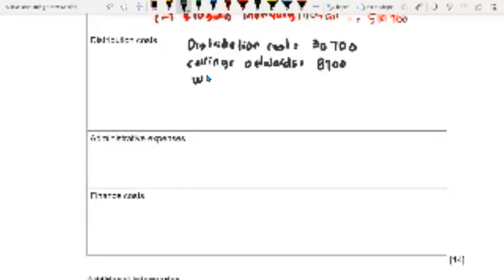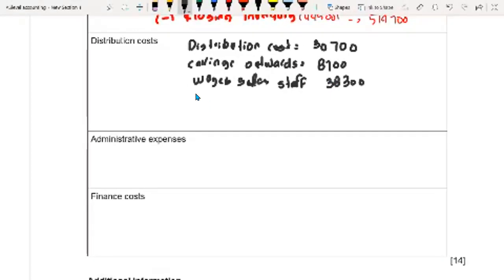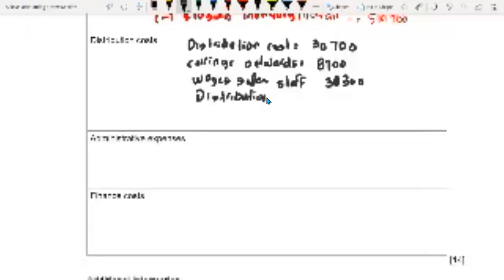and also the wages of sales staff. The wages for the sales staff was 38,300, and the distribution cost which was prepaid, and that was $6,000. Prepaid means that this would be our asset and this should not be part of distribution cost, the expenses part. So distribution prepaid is equal to 6,000. So this should be deducted.